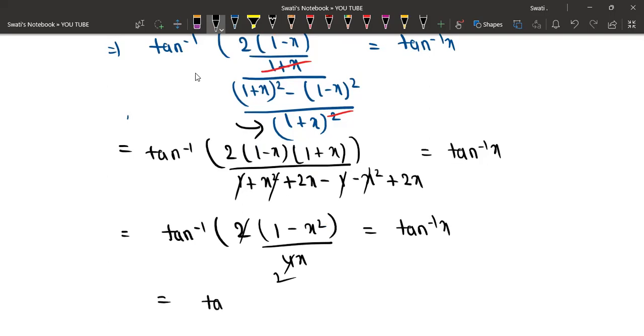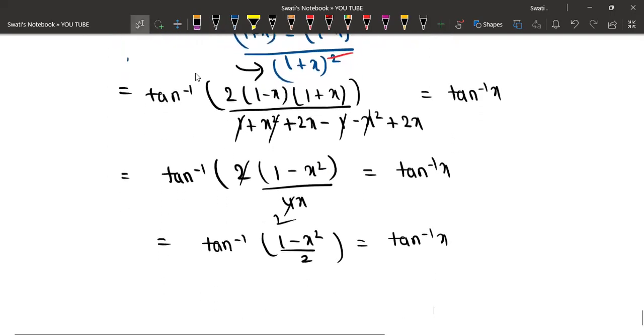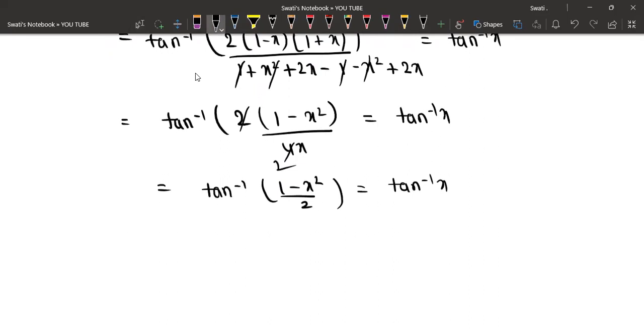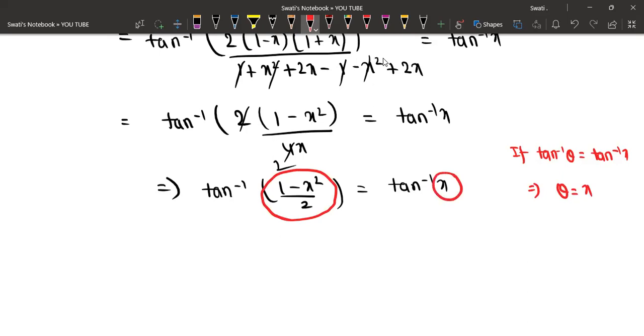And now this will become tan inverse of 1 minus x square upon 2 equals tan inverse x. Now there is a formula that we know that if we have tan inverse theta equals tan inverse x, okay? So I'm just writing the formula here. That if tan inverse theta equals tan inverse x, it simply implies that theta equals x. So here this is theta and this is x. So using this formula, this implies theta equals x. That means 1 minus x square upon 2 equals x, right?